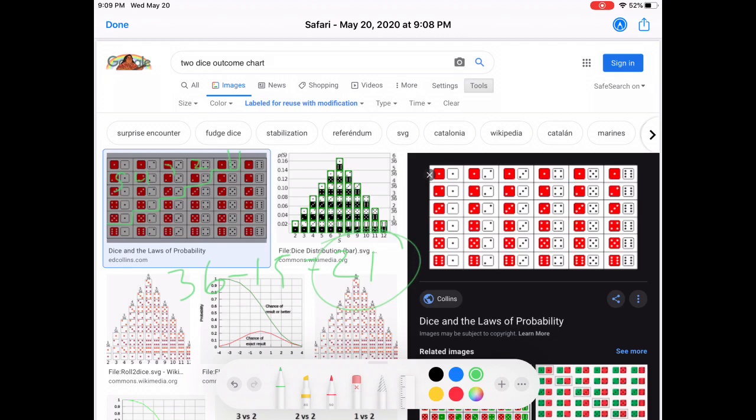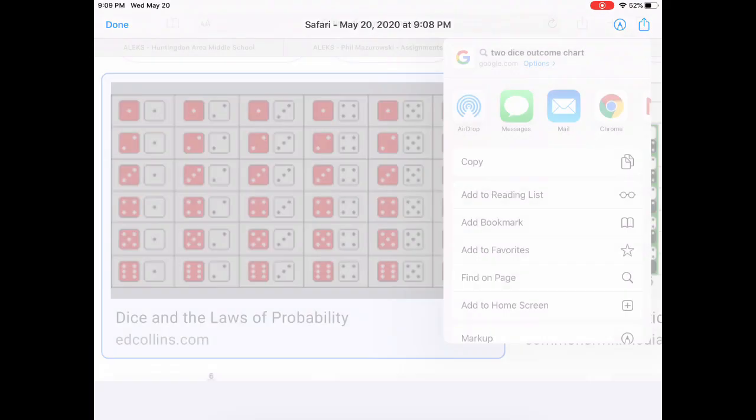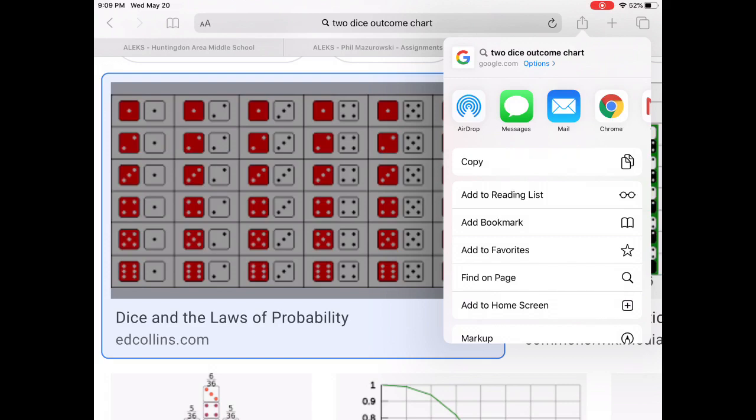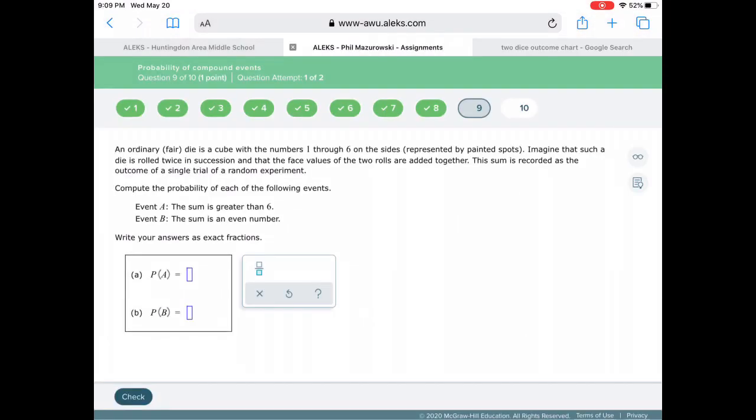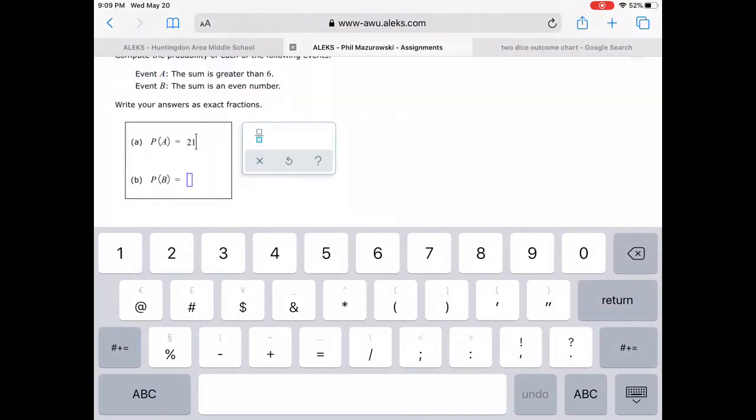Now, as I mentioned, you could add all of these up too to get the 21. 1 plus 2, 3, 4, 5, and 6. That would give you a sum of 21. And we're going to go back and put in 21 out of 36. I am curious here. It does not say to put these in simplest form. So I'm going to risk putting 21 out of 36 here, even though it can be simplified.